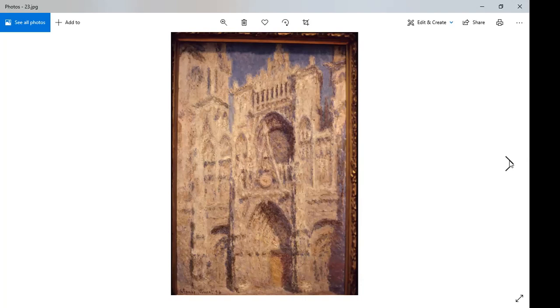Why would he do that? He was trying to perfect the techniques of Impressionism. He would show the same exact scene, whether it was a landscape or a building or a still life, at different times of the day and different seasons of the year. That's why he did them over and over, to capture the different effects of light on the same objects. Winter, summer, spring, fall, early morning, mid-morning, noontime, afternoon, early evening. And this was one of those series.